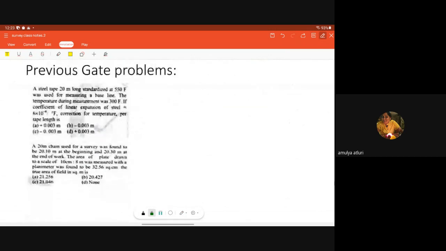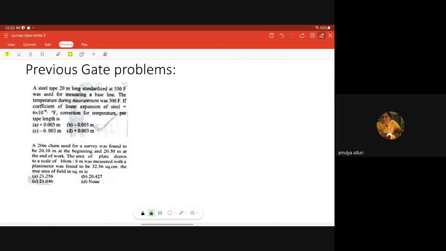So now let's deal with a few previous GATE problems. We can expect a question from this topic, errors and their adjustments. Either we can get it in the first session, or we'll get the problem from this session. So let's take some previous GATE problems.